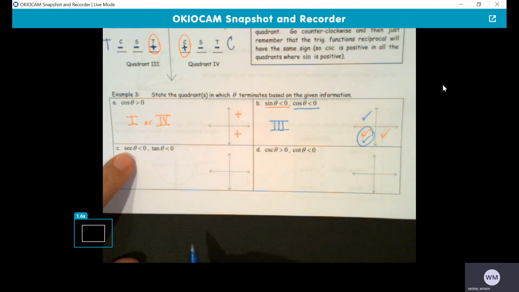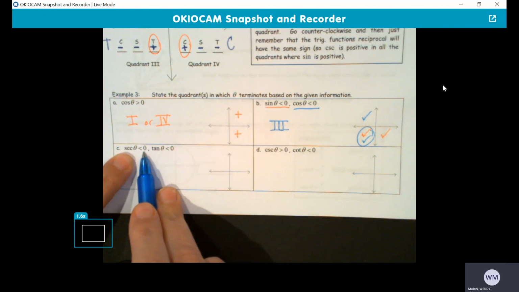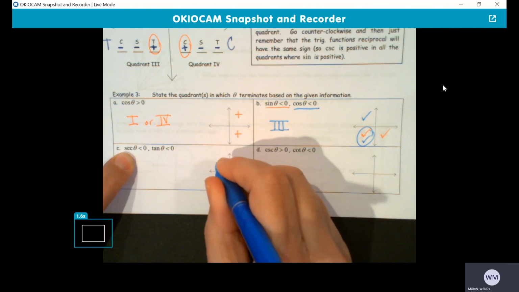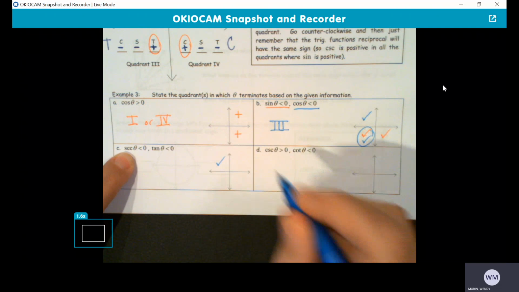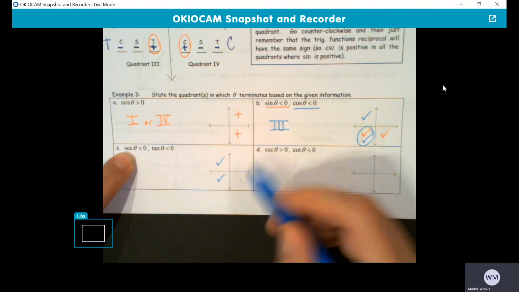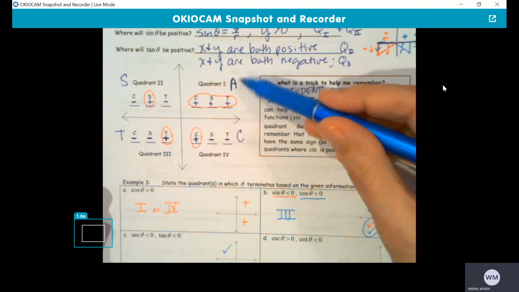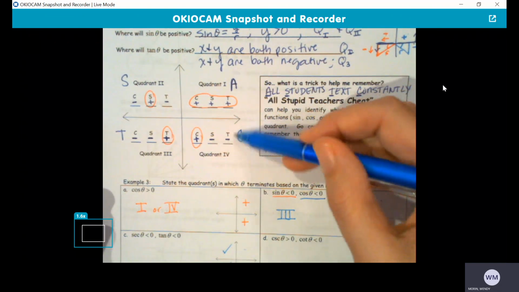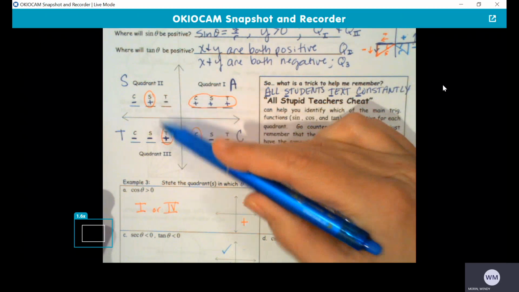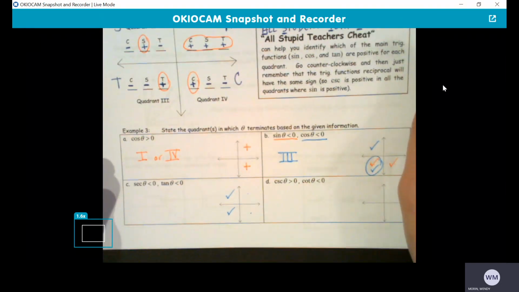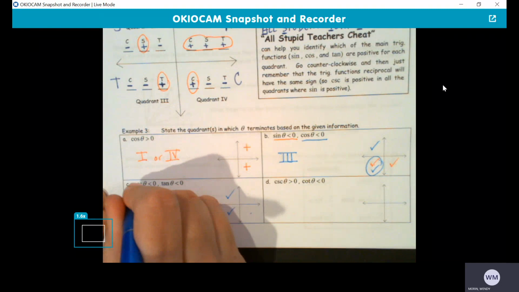Okay. Secant. Where is secant negative? Well, secant is negative the same place cosine is negative. So cosine is negative in the second and in the third, because it's positive in the first. Again, going back up here, all trig functions are positive in the first. Cosine is positive in the fourth, so it must be negative in the other two. Positive in 2, negative in 2. So that goes with the secant.